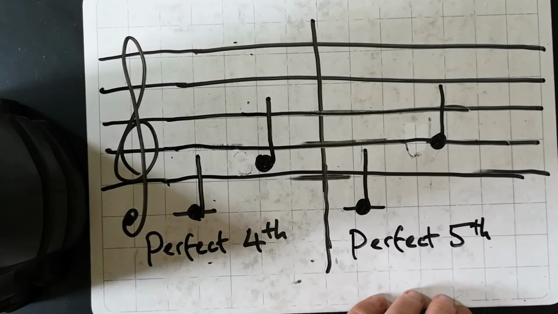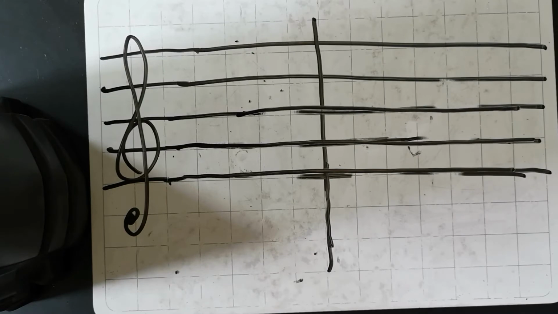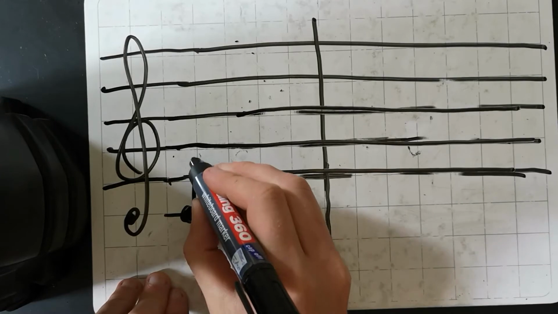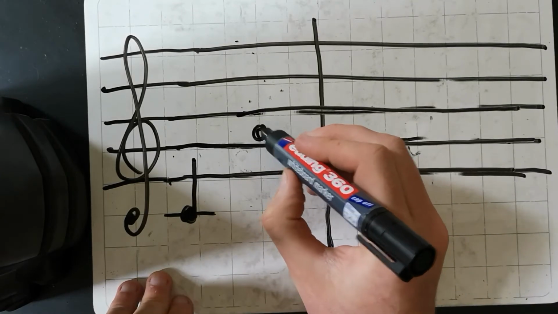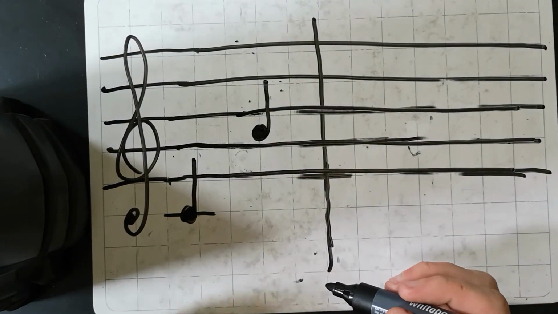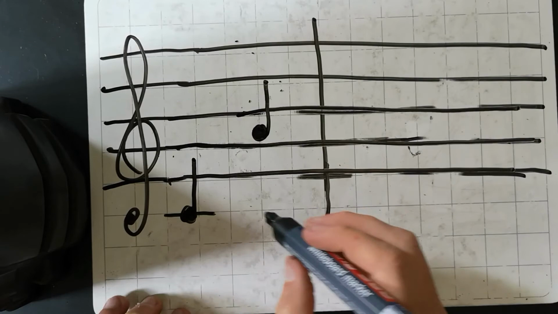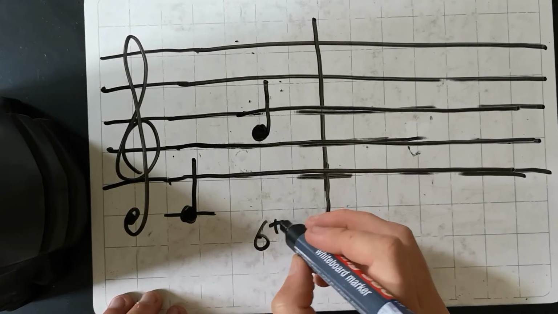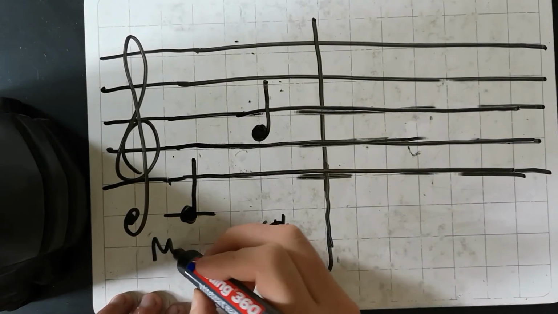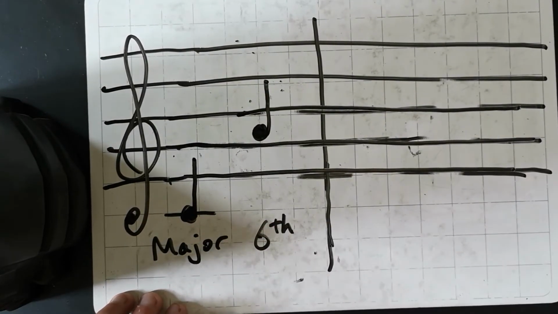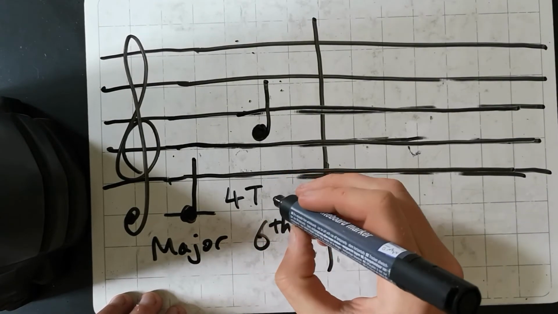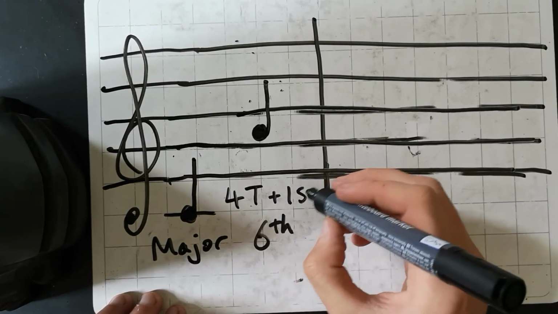And then sixths. Yep, so sixths, let's again go with C. And if G was my fifth, then that means A is going to be my sixth. Okay, so C to A there is a sixth apart. And in this case, we call it a major sixth, because the distance between them is 4 tones and 1 semitone.